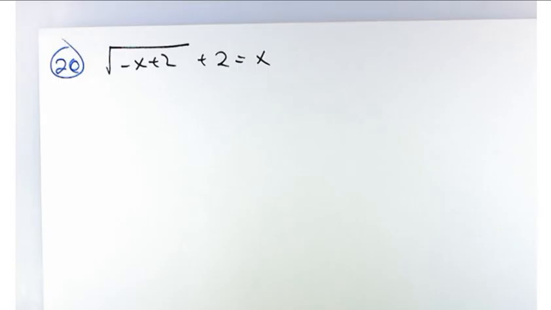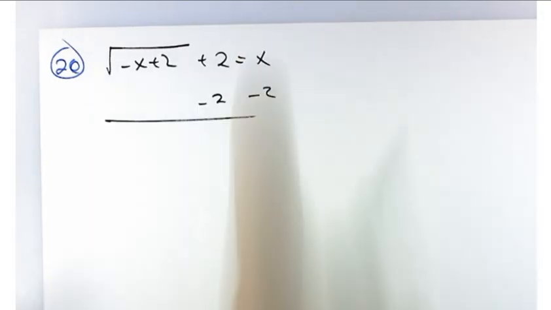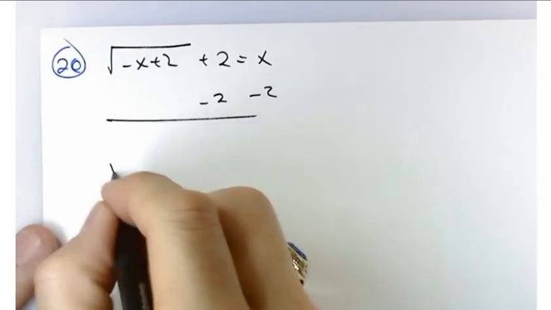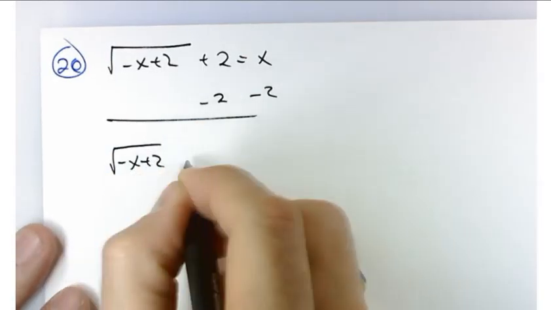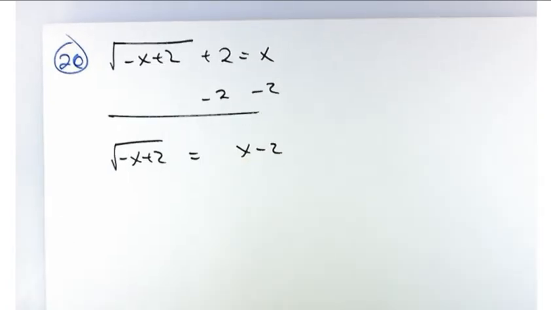So what would be a good first step on this one? Subtract 2. Good. You need to get that radical by itself. So, okay, we'll subtract 2. Square root of negative x plus 2 equals x minus 2. Sierra, what could I do next? What should I do next?